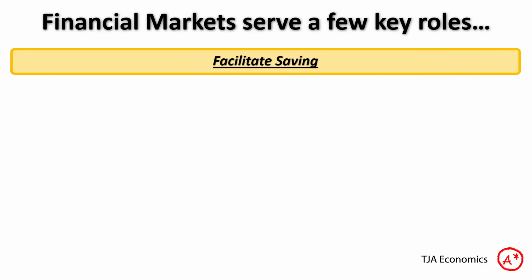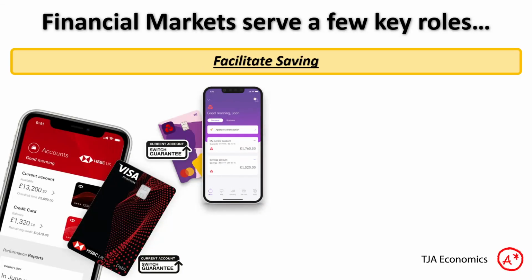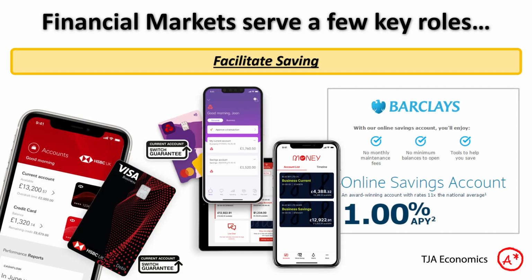So facilitating saving then. What does this actually mean? Whenever you go to the high street and you get an account here, we've got HSBC or NatWest or Virgin Money or even Barclays. Anytime you have a savings account, you want to store your money for future use. Consumers can do that, firms can do that. That is one role that financial markets can achieve.